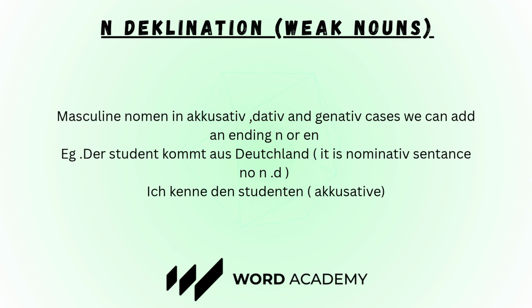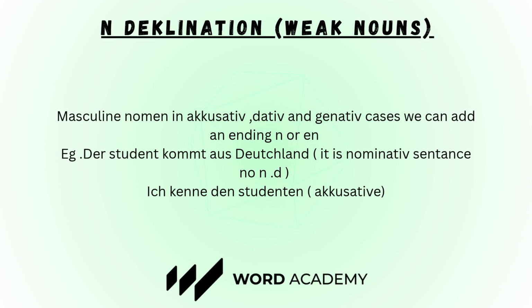Example explanation for N-Deklination. Der Student kommt aus Deutschland. This sentence is nominative because the student is the subject of the sentence. In the nominative singular, N-Deklination nouns do not take an ending n or en. So we simply say der Student, not der Studenten.